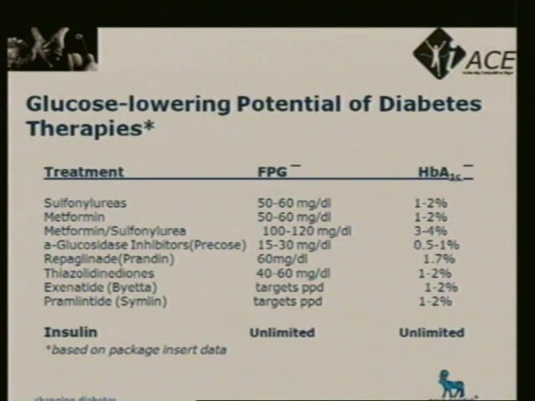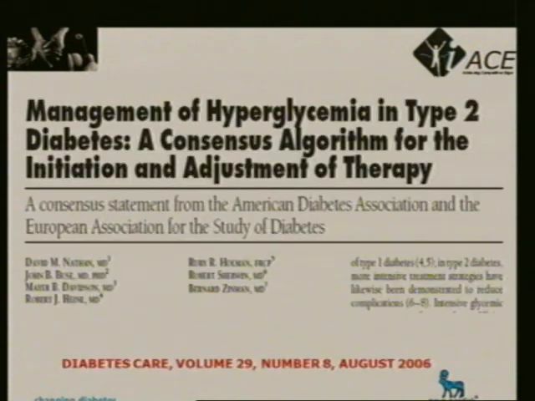So the glucose lowering potential of various diabetes therapies is limited, particularly as far as the oral antidiabetic agents are concerned. As you can see, on the left are demonstrated the various oral antidiabetic agents, and on the right is the potential to reduce HbA1c. It is extremely limited, to roughly 1 to 1.5 to 2%. On the other hand, insulin has an unlimited potential for reducing blood sugar levels, whether it is fasting sugar levels or reducing HbA1c levels. So insulin plays an important role in the management of both type 1 and type 2 diabetes.